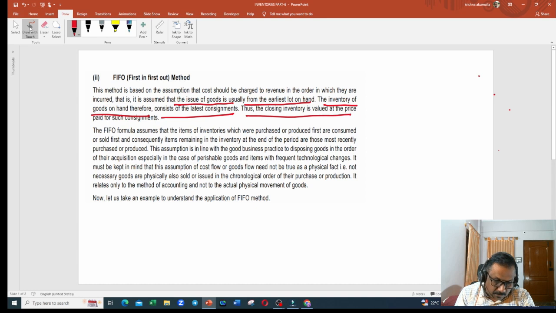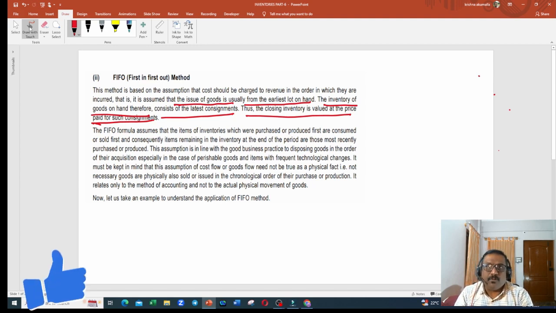Thus, the closing inventory is valued at the price paid for such consignments. Whatever latest consignments or lots are available in the inventory will be considered as your closing stock. That means the latest price is being considered for the purpose of valuation, the price at which you purchased recently. That material will be part of your inventory. That is the reason we follow the FIFO method: the earliest one is issued to production and the latest one is considered for inventory valuation.